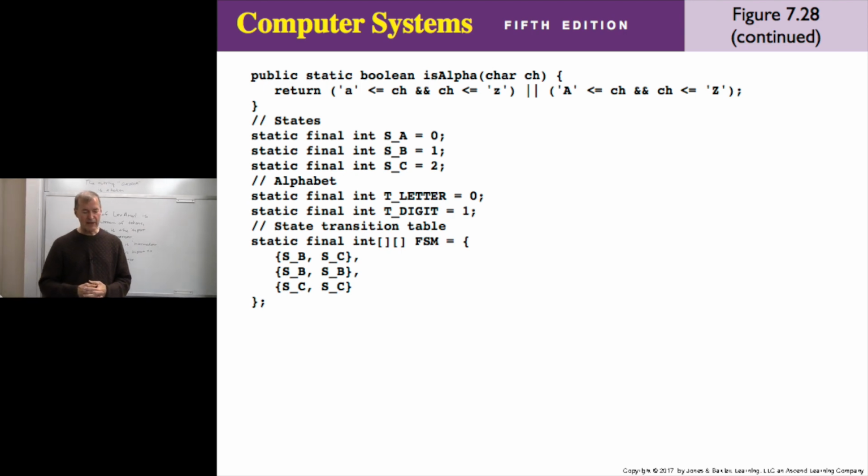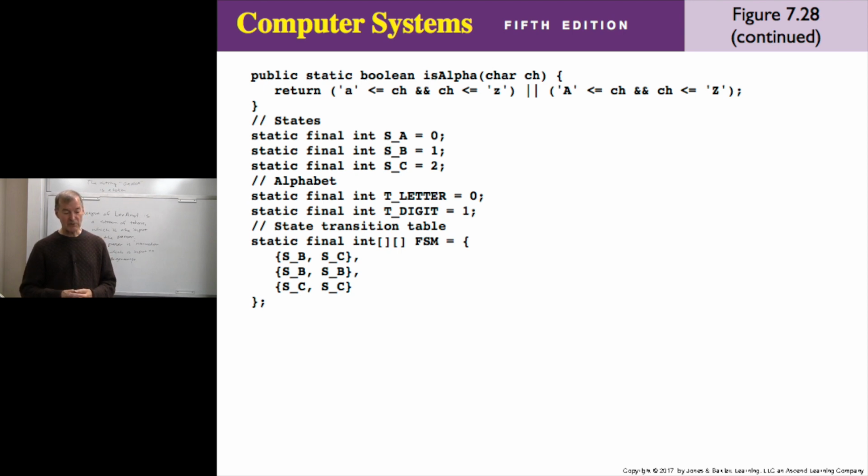And now what do we have for the alphabet? We have static final int what? T_LETTER is 0, and T_DIGIT is 1. So we're defining these as constant integers, right? And now look, what do we have? The state transition table. Static final int, and now what is that? Square bracket, square bracket. Is it like an array? It's a two-dimensional array. Does everybody see that? And what do we call our static final int two-dimensional array? We call it FSM, for finite state machine.